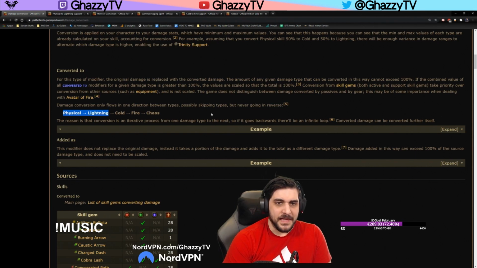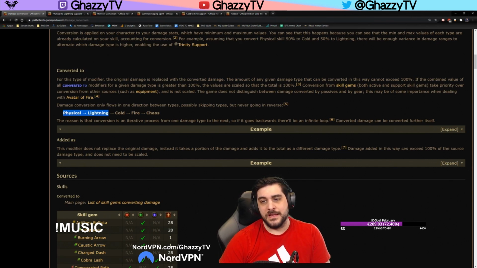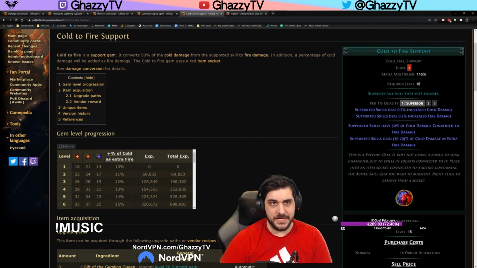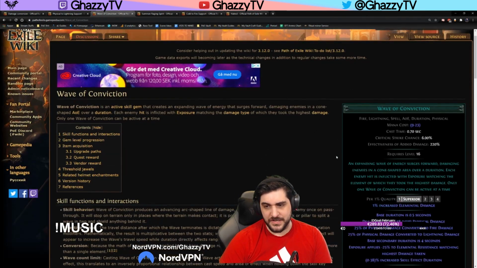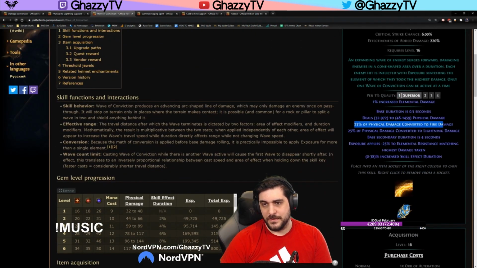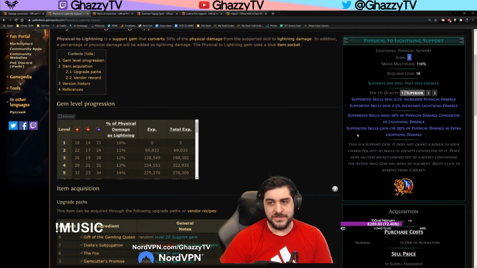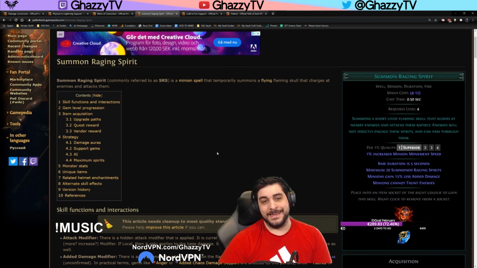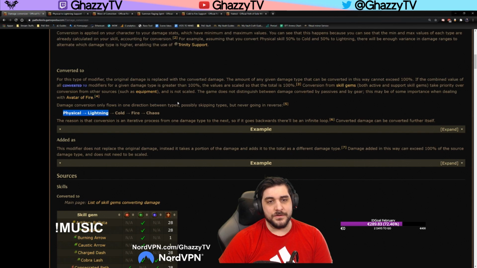Why this is important to note is because when we go back to the idea of locked conversions, such as conversions from active and support skill gems, such as Cold to Fire support gem, or Wave of Conviction that has 25% from Fist to Fire and 25% from Fist to Lightning. For example, SRS has an inherent baseline on the skill gem, which is 50% of physical to fire. And then you add that conversion on top of that.